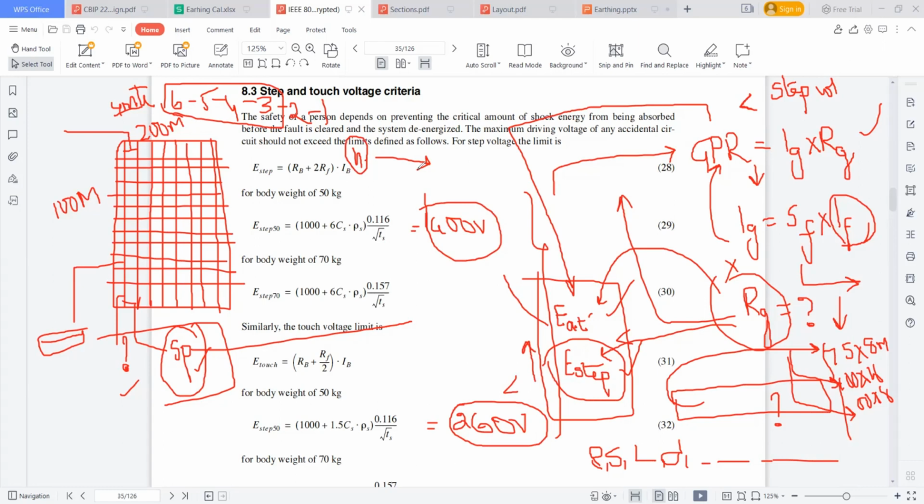By this, you can achieve these results: the attainable touch voltage is less than the tolerable touch voltage, and the attainable step voltage is less than the tolerable step voltage. So this is the way of designing your earthing system.